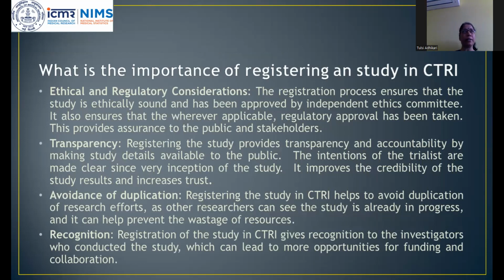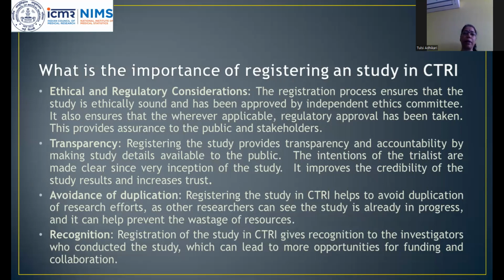Ethical and regulatory considerations are there. The registration process ensures that the study is ethically sound, because you give ethical clearance documents to CTRI, and it has been approved by the independent ethics committee. It also ensures that wherever applicable, regulatory approval has also been taken, and this provides assurance to the public and the stakeholders about the trials being conducted. So it creates assurance and public trust.